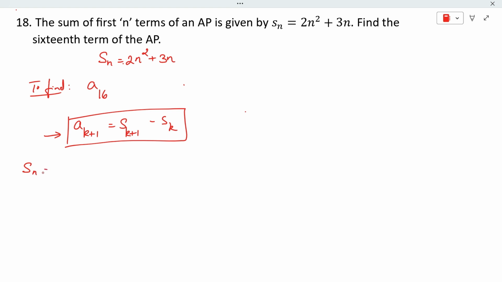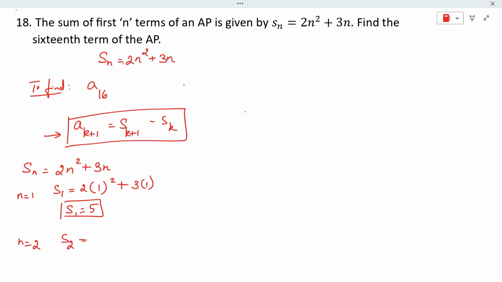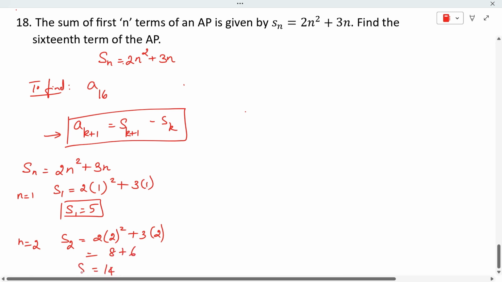So first, what is given here? Sn is given, right? From this, I am going to find S1 and S2 by substituting n equal to 1 and n equal to 2. When I substitute n equal to 1, S1 will become 2 times 1 square plus 3 times 1, which is 5. Now n equal to 2. So when I substitute the value of n as 2, I will get 2 times 2 square plus 3 times 2. After evaluating, I will get 14. So sum of two terms is going to be 14.